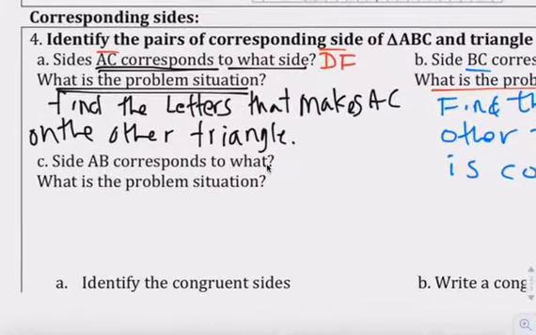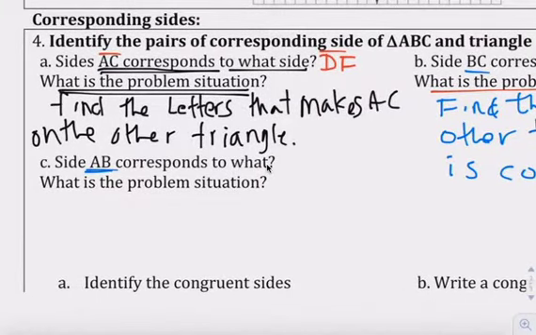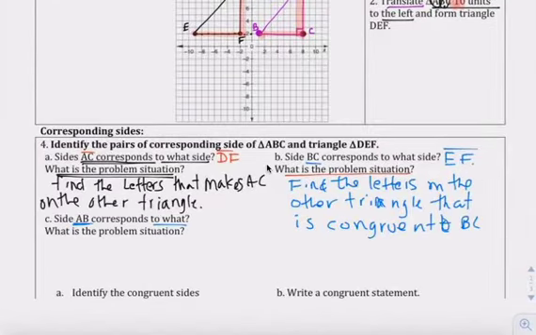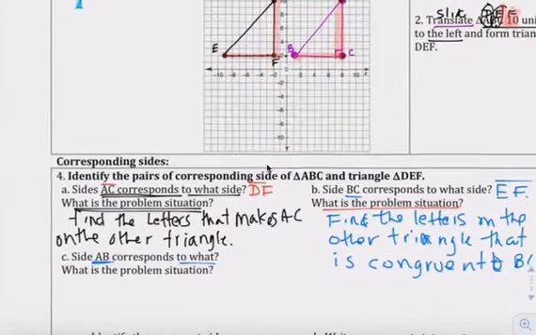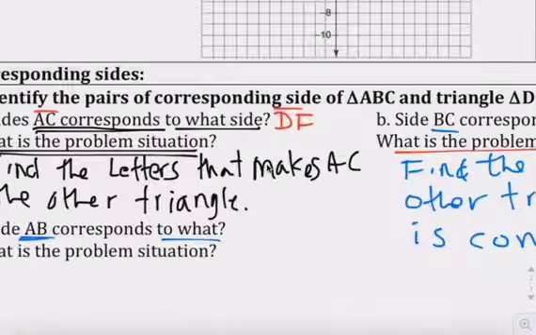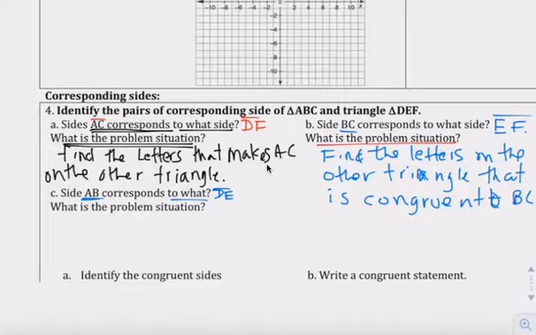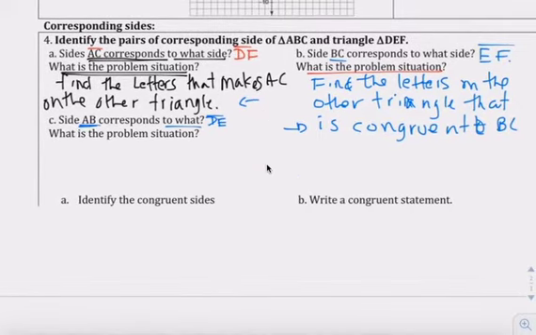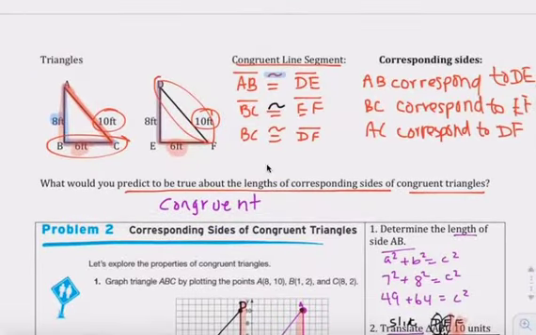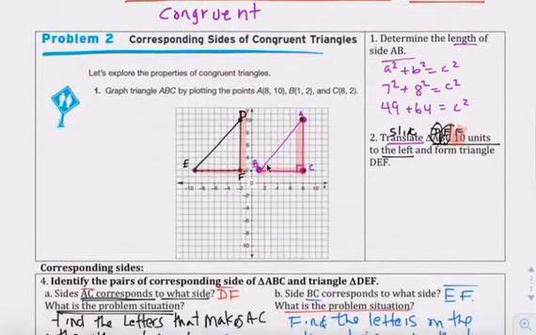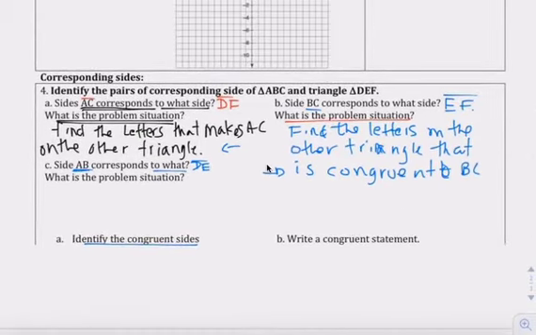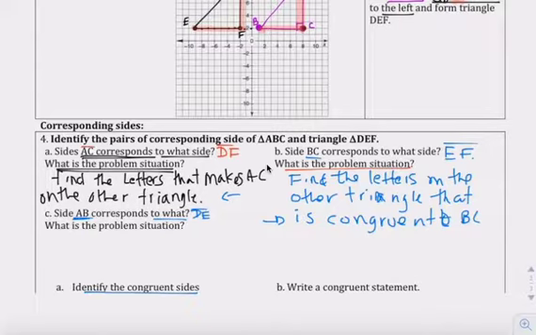Okay, what's the problem situation here? AB corresponds to what? Same thing. Rewrite it and find it. AB corresponds to ED or DE, right? Line segment. What's the problem situation? Copy one of these. Identify congruent sides. Identify congruent sides is them wanting you to do this right here.